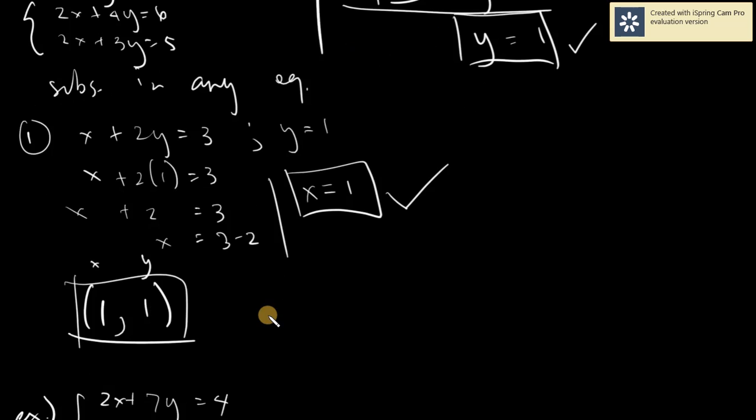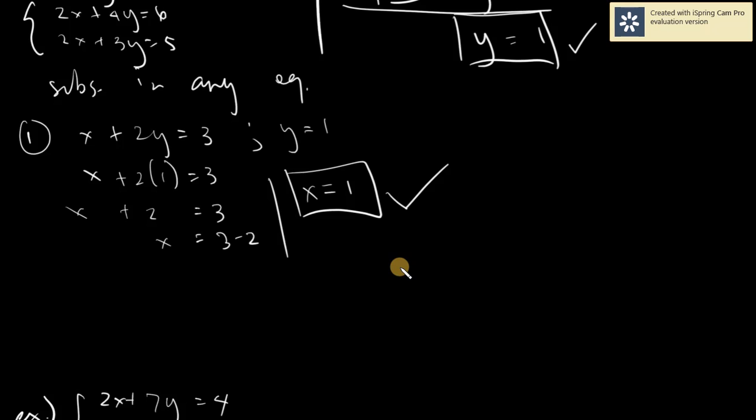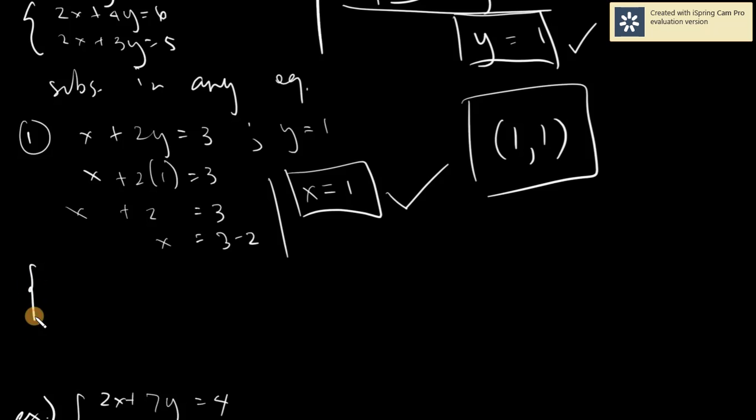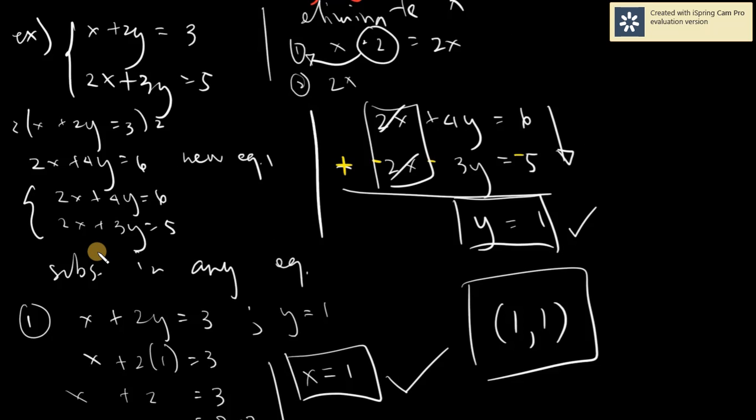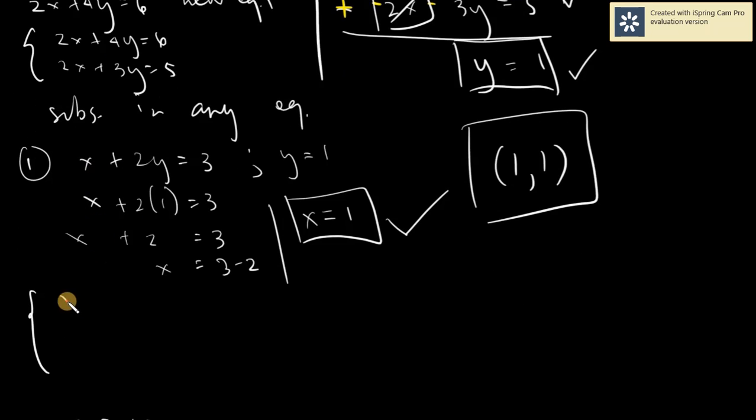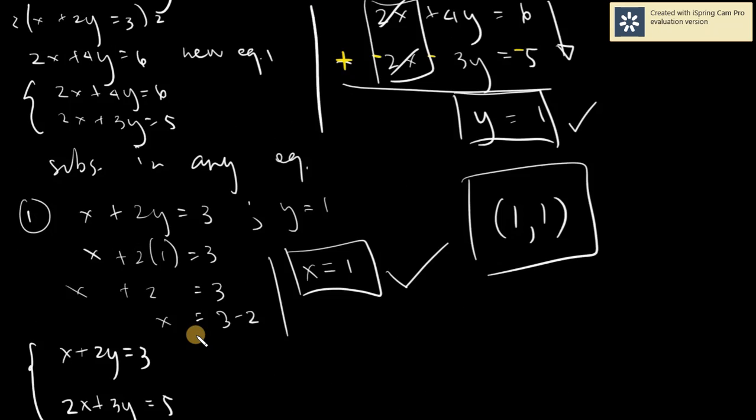Let's check, guys. Let's check whether our given is correct or not. So I will put this one on the side. This is 1 and 1. Okay, this is our solution. And our given would be x plus 2y is equals to 3. And the next one is 2x plus 3y is equals to 5.